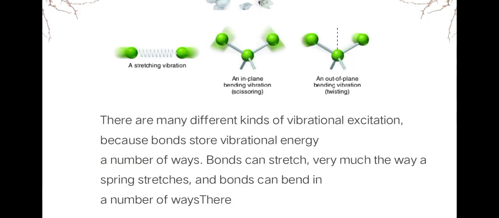So for vibrational excitation, we can see here an example of how bonds vibrate and get excited. There are many different kinds of vibrational excitation because bonds store vibrational energy in a number of ways. Bonds can stretch, very much the way a spring stretches, and bonds can bend in a number of ways.